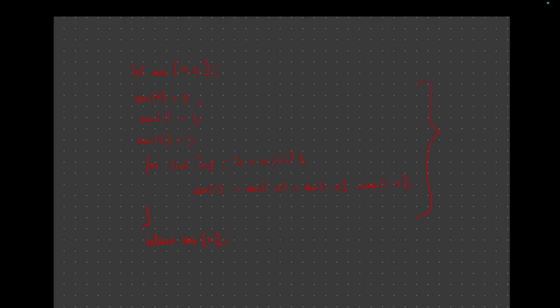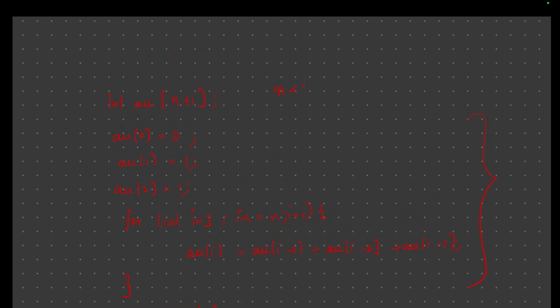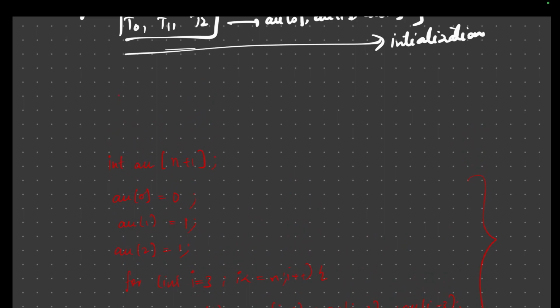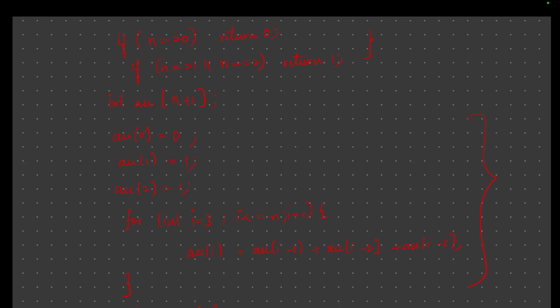But what if your n value is less than 3? If n value is less than 3, we already have these values, right? Can we just simply return those values? Yes. So what I can do is, if n is equal to 0, return 0. If n is equal to 1 or n is equal to 2, return 1. Else you do this, or else it will throw an error if n is less than 3.